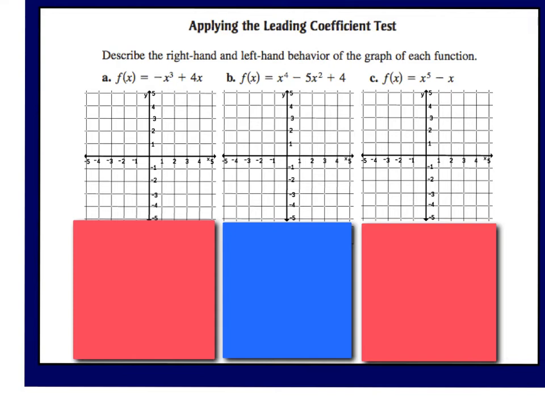So this first one I have is negative x cubed plus 4x. We're going to put some things together now. Where does it end? Or where does it start, I mean? Where does it start? It starts up, true? Where does it end? It ends down. Agreed? Now, I'm going to solve for its zeros, or its x-intercepts.